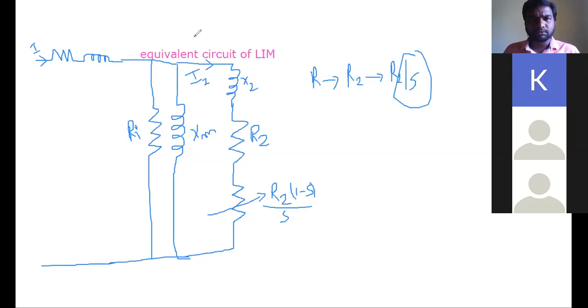And then now we are going to discuss the characteristics of a linear induction motor. So coming to the characteristics, if you want to estimate the performance of a linear induction motor, there are three things. One is the power factor, another one is the efficiency, and another one is the thrust force. So these three things we have to consider in order to estimate the performance of a machine.